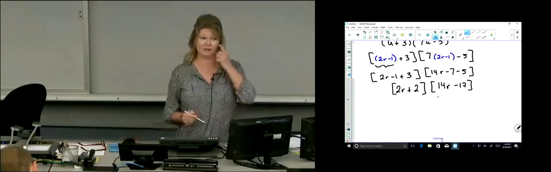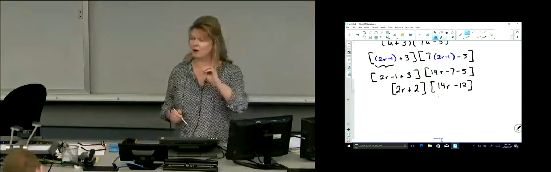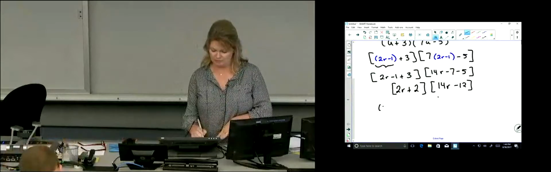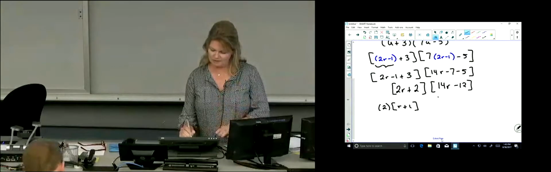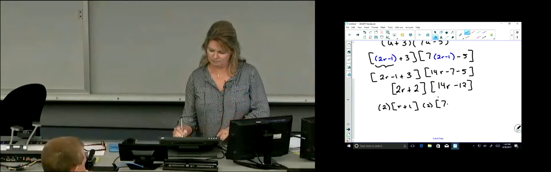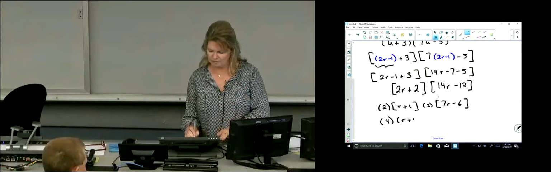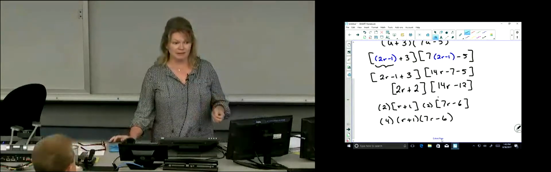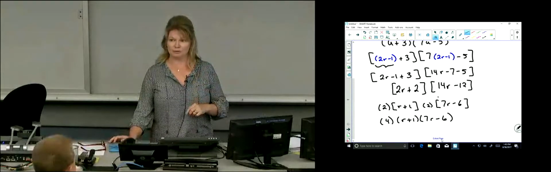You're still not finished. Always when you think you're finished, ask yourself, can I factor anything out? Is there a common factor in each of those groupings? There's a 2 in the first one, and there's a 2 in the second one. So the actual answer is 4 times (r plus 1) times (7r minus 6). So I'm thinking if you were able to do the substitution in the beginning, it may have just been that you didn't keep going and keep taking out whatever you could.